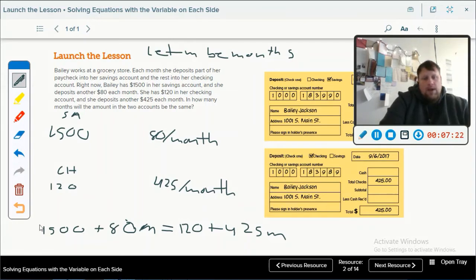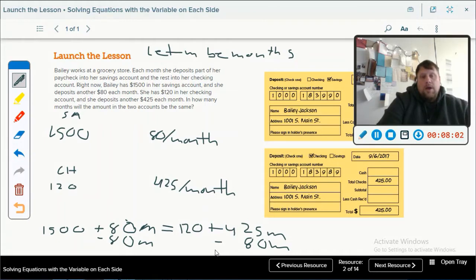All right. So again, the same rules I went over yesterday still apply. What you do to one side, you do to the other. But what was rule number one? Rule number one was get the variables on one side, get the numbers on the other. So I'm going to choose to put the variables on the right side because this is a bigger number, and that way I'm not going to have negatives. So I'm going to subtract 80m from both sides.